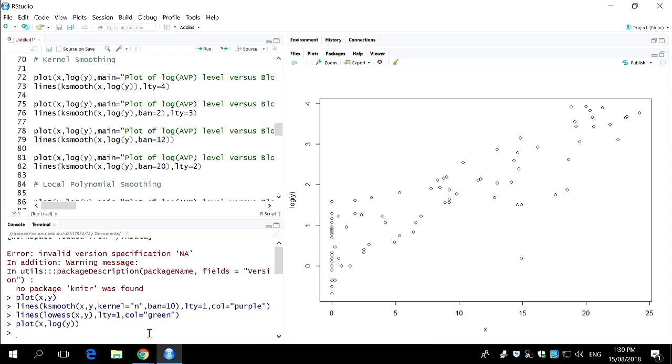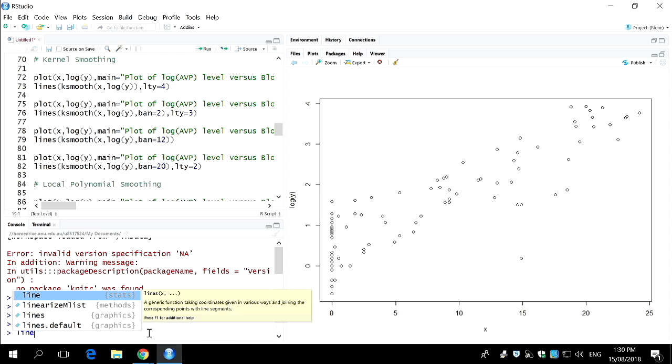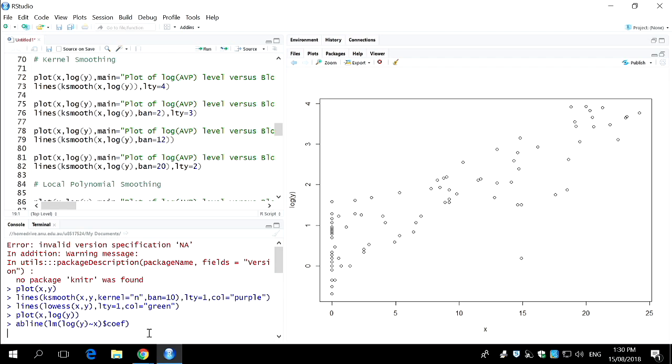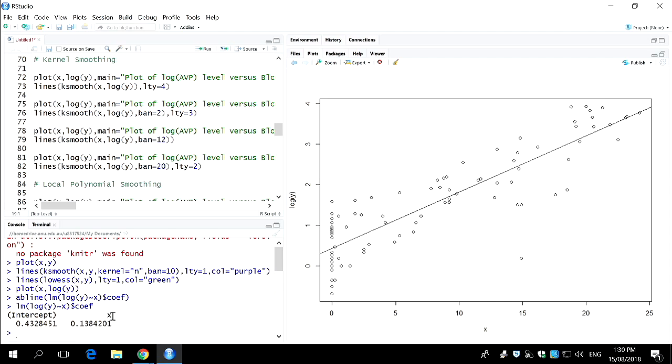It's really easy to fit a straight line to data in R. You just go abline, because it's only got two parameters, a and b. abline(lm(log(y) ~ x)$coefficients), or coef will do. Okay, there's the line. Now, when you look at it, it looks okay. It seems to track the data pretty faithfully. Goes through the middle of the data all right. Because R has gone ahead and fit the model, I can tell you what the coefficients are. They are these. Intercept is 0.432, slope is 0.138.